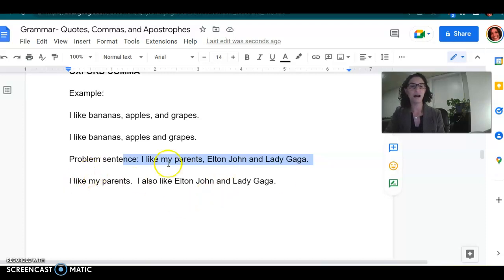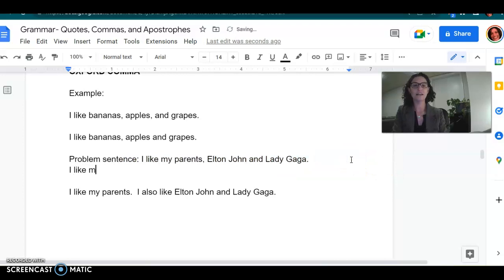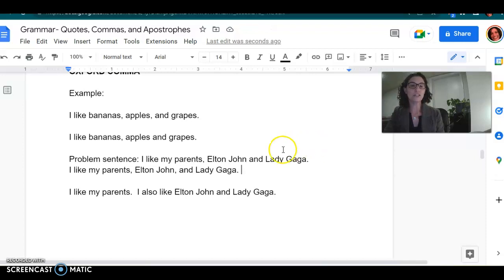However, I think a better sentence would be, I like my parents, comma, Elton John, and Lady Gaga. And now you can see that there are three distinct items or individuals in a list. So I always like to use that second comma that separates the second and third item in a list. I know with a sentence like I like apples, bananas, and grapes, it doesn't seem like it's necessary, but you can easily see why it is critical to have that other comma there.